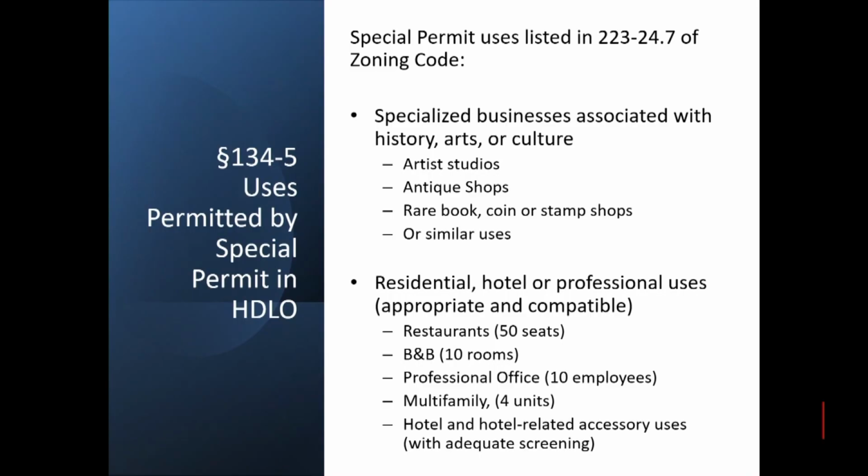There's a second category of uses permitted by special permit, categorized as residential, hotel, or professional uses. Each one of these comes with a cap or a stipulation associated with it. So restaurants up to 50 seats, bed and breakfast establishments up to 10 rooms, professional offices up to 10 employees, multifamily up to 4 units. Everything's capped to keep these more commercial uses limited. And then hotels and hotel-related accessory uses with adequate screening.